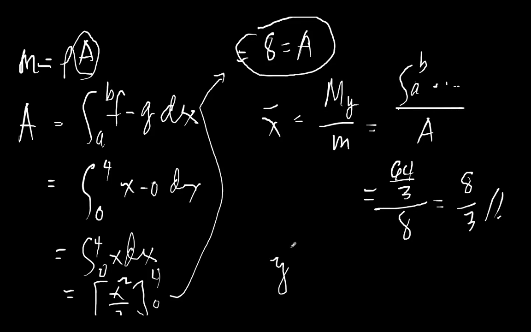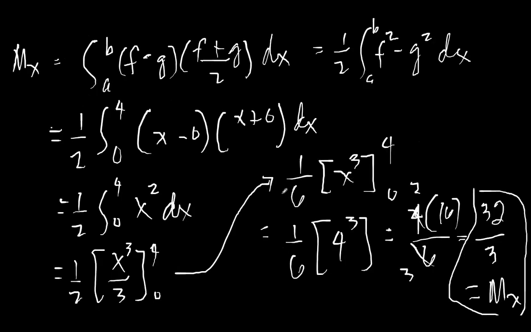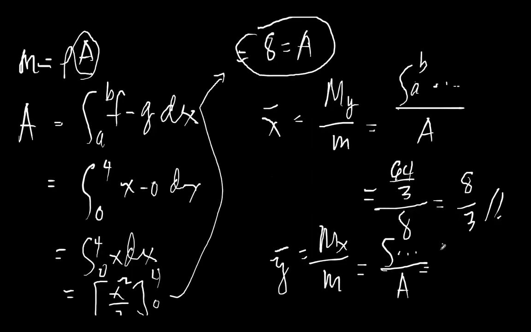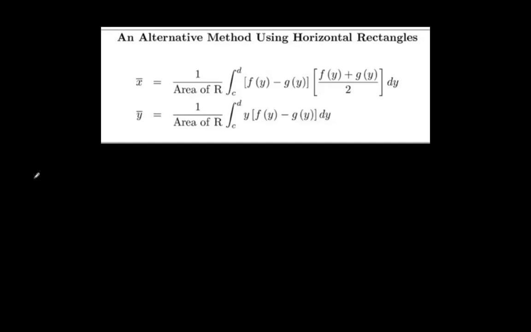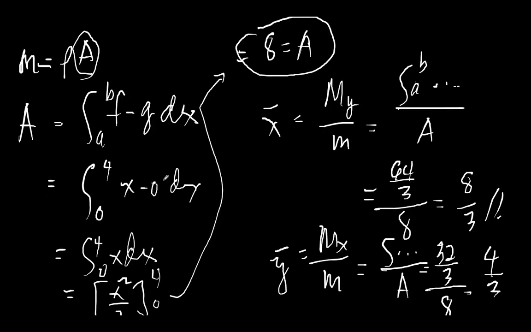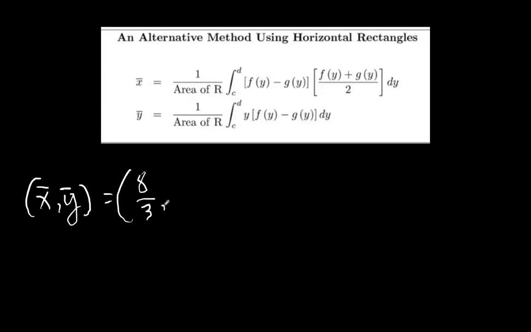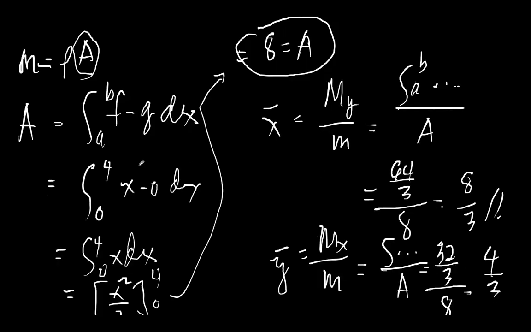And our y bar is equal to m sub x over the area, since we canceled already the density. And what is m sub x? 32 over 3, divided by 8. So that's 4 over 3, correct? Yeah, 4 over 3. So therefore, our center of mass of the lamina is equal to 8 over 3 and 4 over 3.